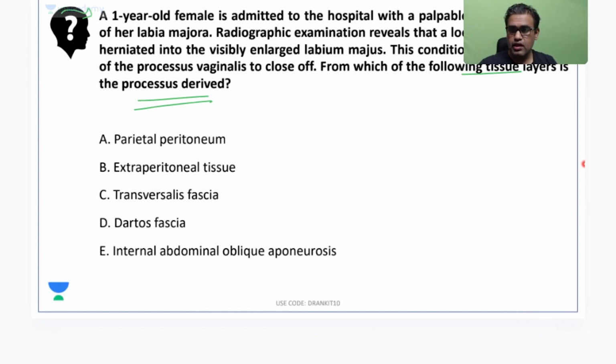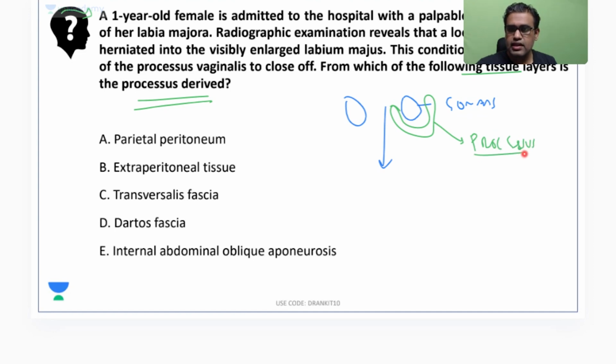Let us see why. Processus vaginalis. Now, what happens is when the gonad, both testes or ovary, male or female, starts to come from the retroperitoneal into the intraperitoneal, more anteriorly, it carries a sheath of peritoneum with it. That sheath is known as processus vaginalis, and that is a part of parietal peritoneum.